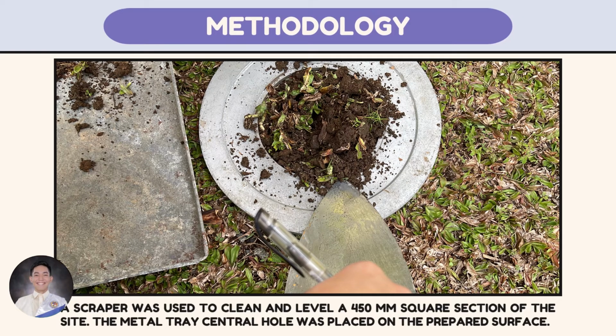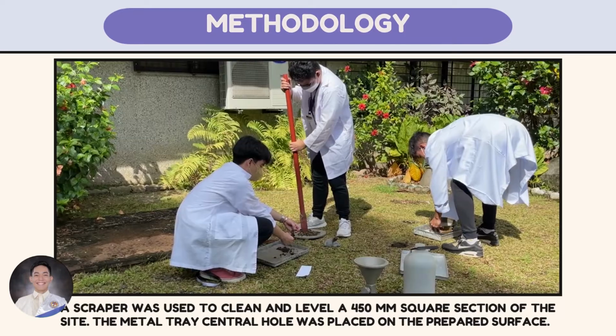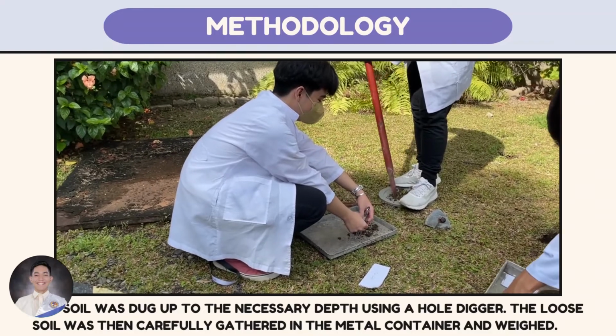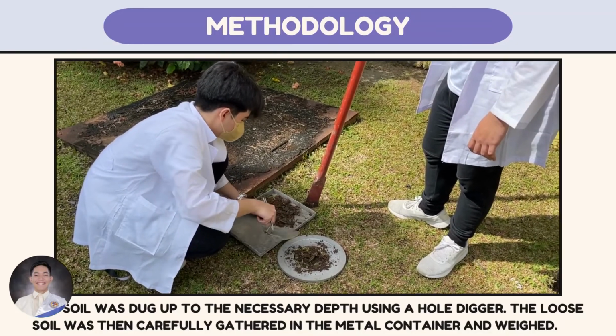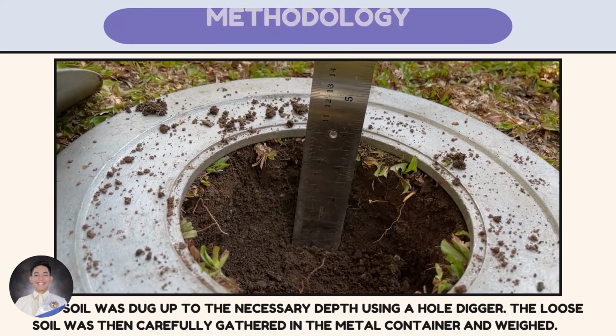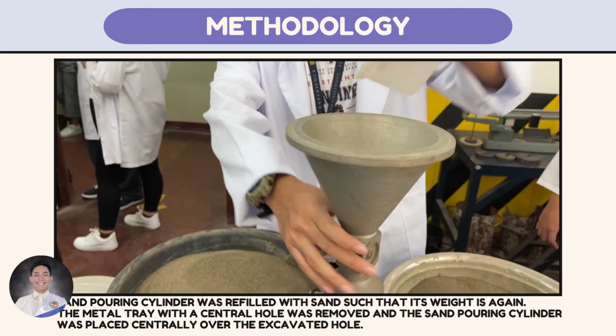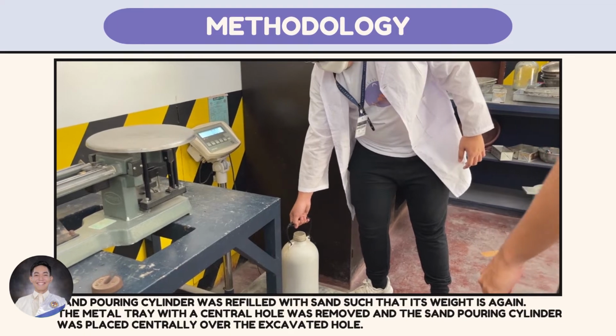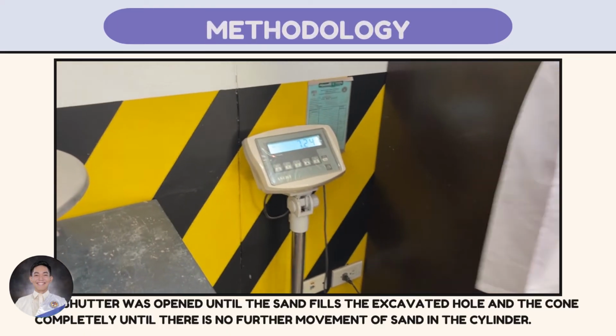In the first step, a scraper was used to clean and level a 450 mm, or 0.45 meter, square section of the site. Second, the metal tray with a central hole was placed on the prepared surface. Third, using this center hole as a guide, the soil was dug up to the necessary depth using a hole digger. The loose soil was then carefully gathered in the metal container and weighed. Fourth, the sand pouring cylinder was refilled with sand to full volume. It was weighed to determine the sand weight before the first pouring in the hole.